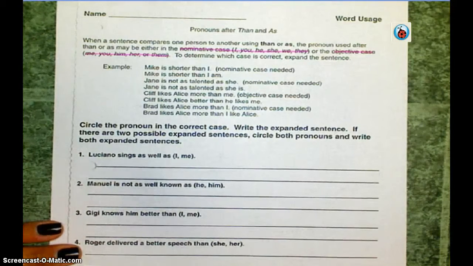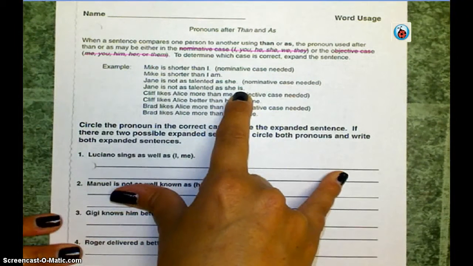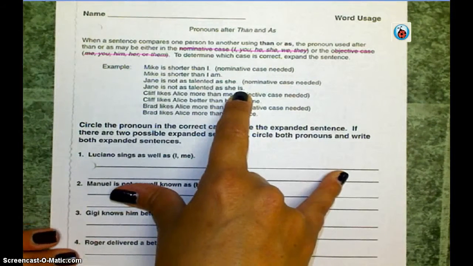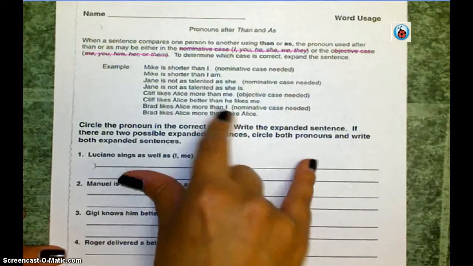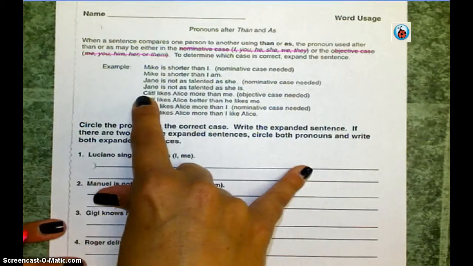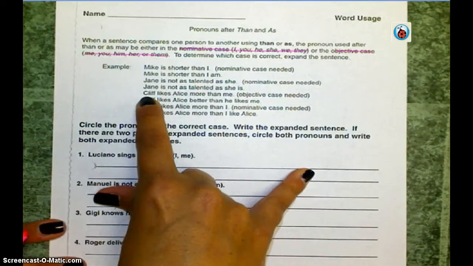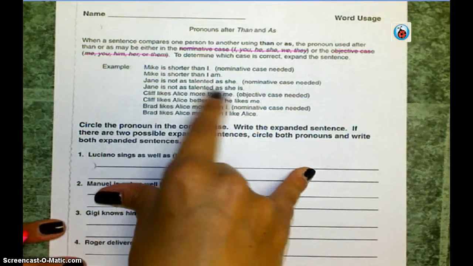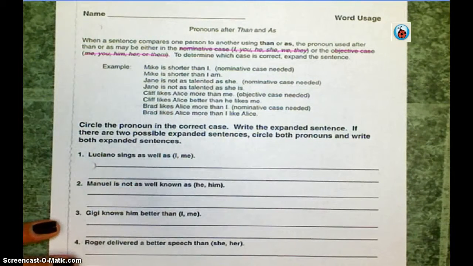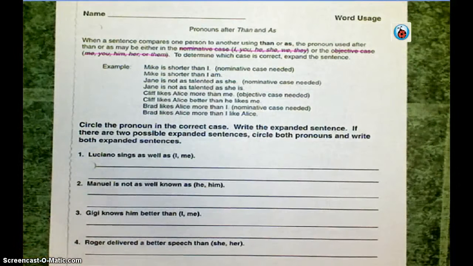This should sound familiar. Jane is not as talented as she. Same thing. When you expand it, Jane is not as talented as she is. You need that nominative case. Cliff likes Alice more than me. And that's an object, because you wouldn't say Cliff likes I. You would say Cliff likes me. Cliff likes Alice better than Cliff likes me, or Cliff likes Alice better than he likes me. And it all depends on how you expand the sentence to determine what case you need.